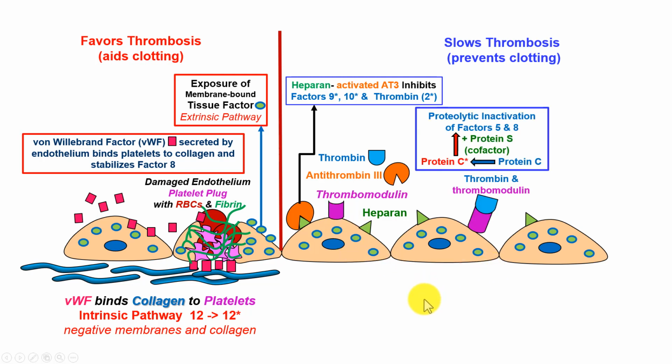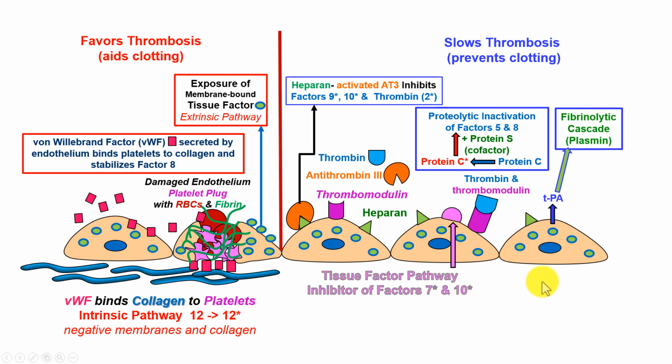And thrombomodulin, thrombin binds to thrombomodulin, and then that complex activates protein C, and that active protein C is a serine proteinase that along with protein S degrades factor 5 of the common pathway and factor 8 of the intrinsic pathway. Additionally, tissue factor inhibitor inhibits factors 7 and 10, the 10 of the common pathway, and then 7 of the extrinsic pathway.